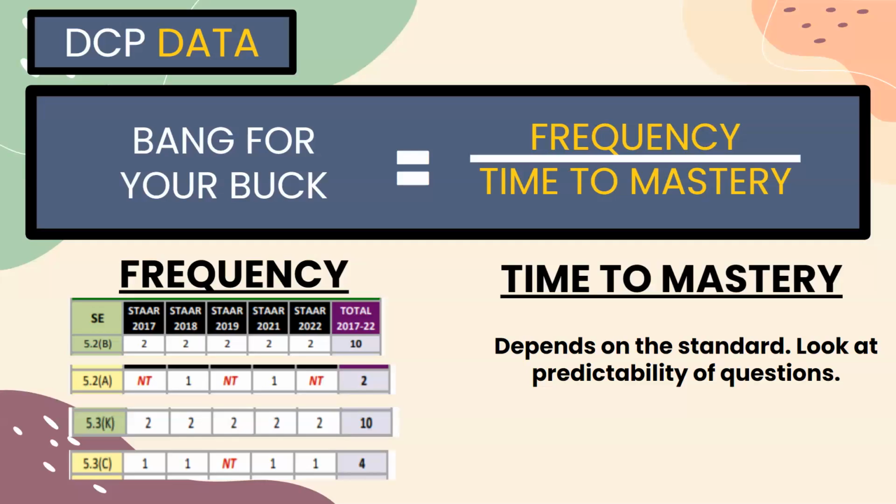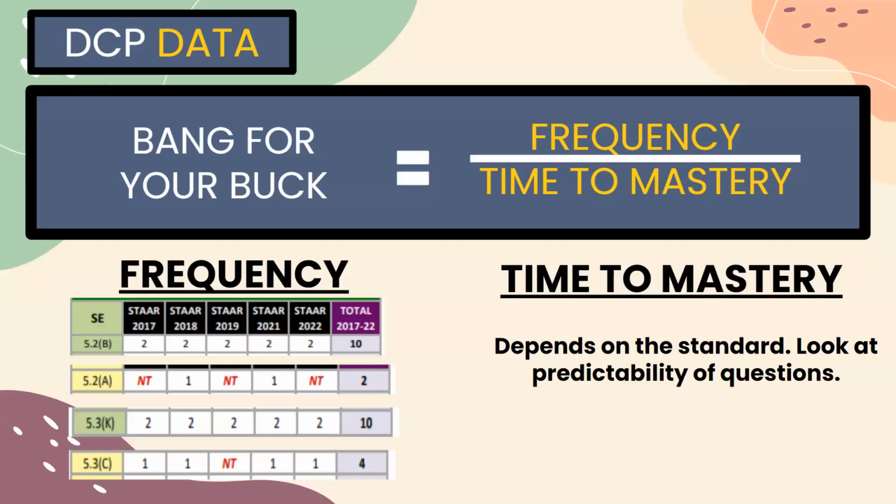Okay, but that's only one thing we look at. We definitely want to look at frequency, but we also want to look at time to mastery. And so that depends on the standard. Look at the predictability of the questions. If there is a way that the questions have been asked consistently that look the same, those are things we're going to go after, and we're going to go after them in that way.